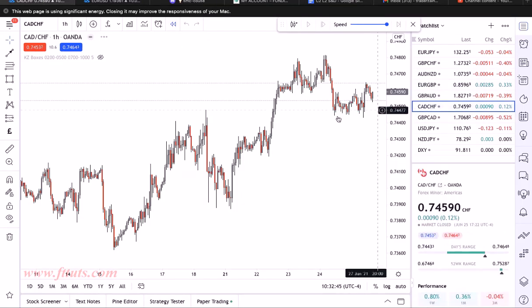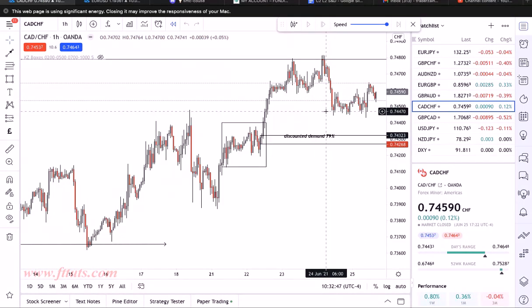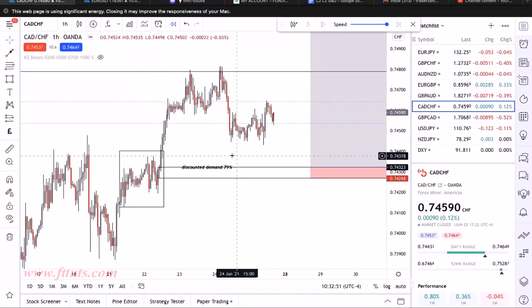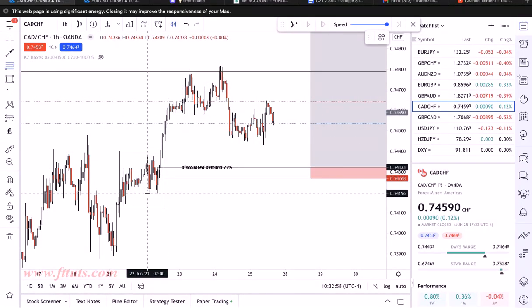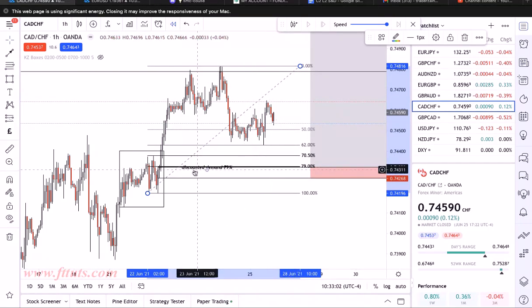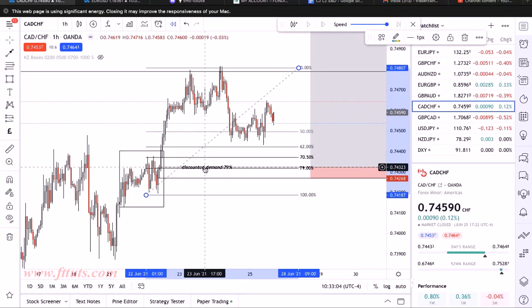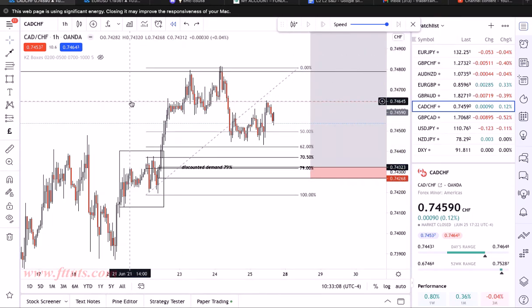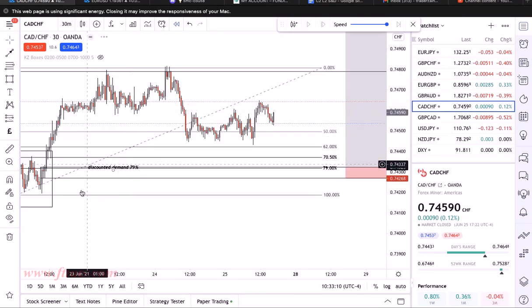CAD CHF, do we have anything for that? No, I didn't take a trade yet, but I'm looking at this setup. Why am I looking at this setup? Simple. We have imbalance. We got that break of structure, right? And if we fib it up from the low to the high, what can we identify? A discounted demand, right? And if I head over to that 30-minute, I'm sure I can show you a lot.